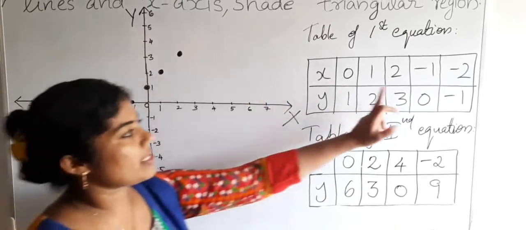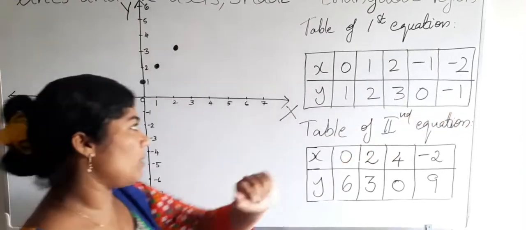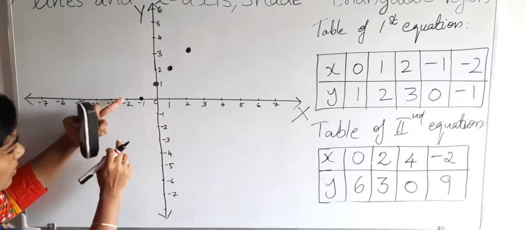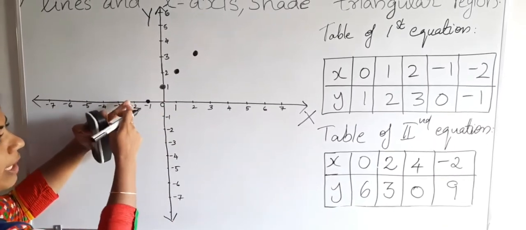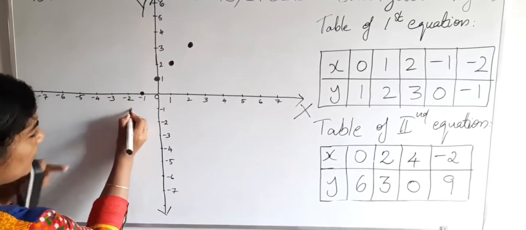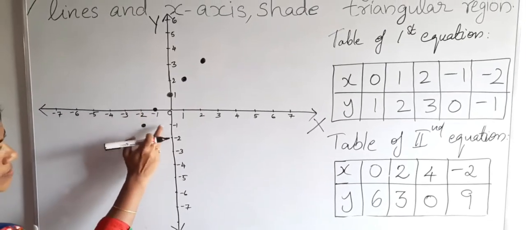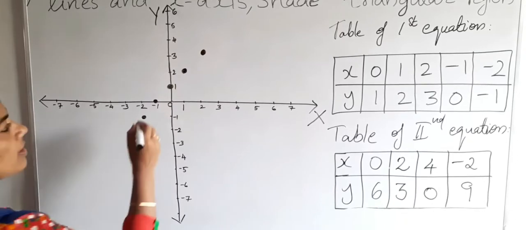And the next point, see, when x equal to minus 2, y equal to minus 1. When x equal to minus 2 means the x value is this one, the y value is minus 1. From this minus 2 we are moving down. Then we reach minus 1. Now when x equal to minus 2, y is minus 1. Like this we got the points.